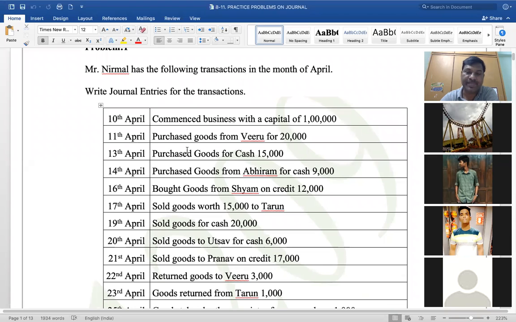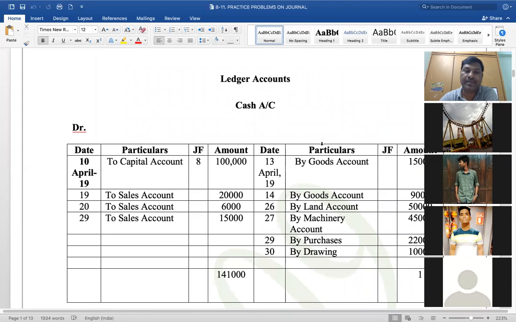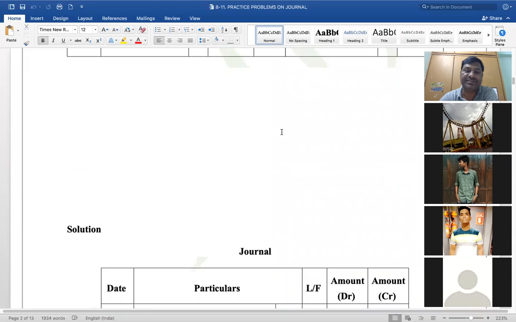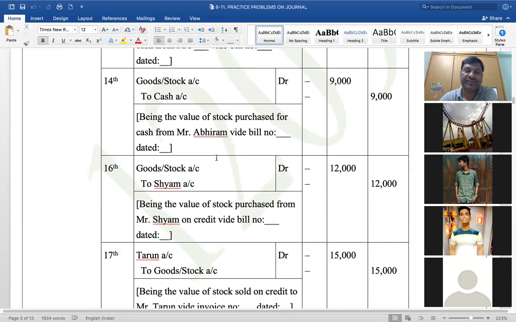Now look at this. First day of the accounting period, 1st April, nothing might have happened, and second also nothing might have happened. On 10th April, they have introduced the capital, for which we have passed the journal entry like this. We have passed the journal entries like this on 10th April. These are journal entries, right?